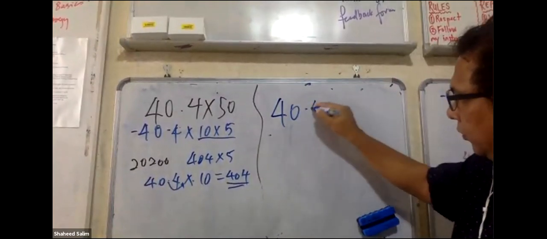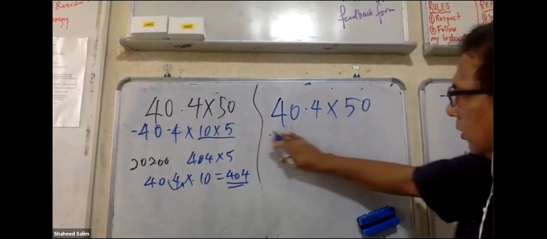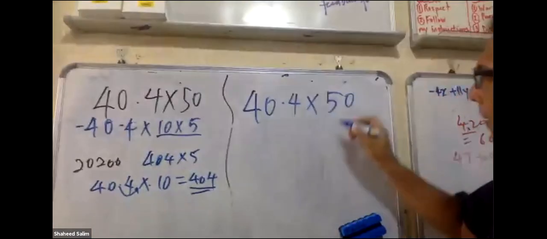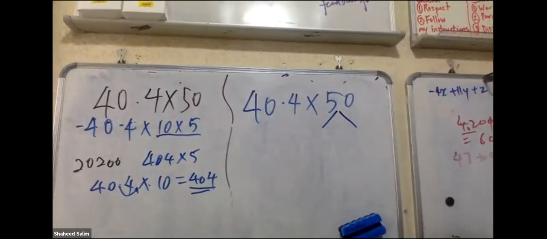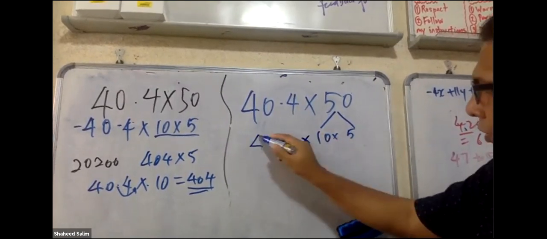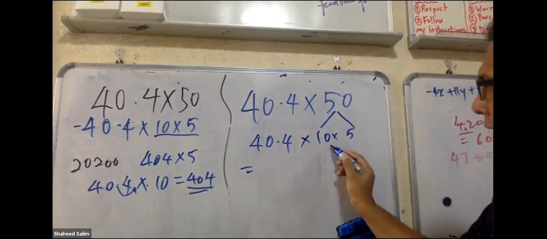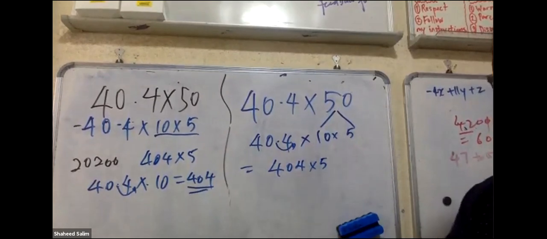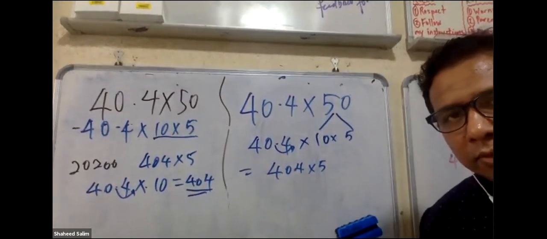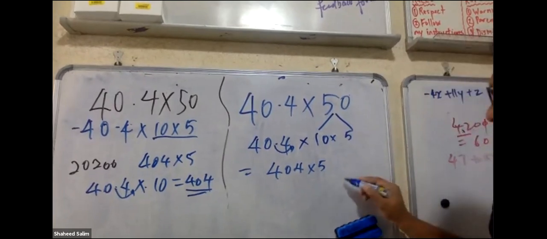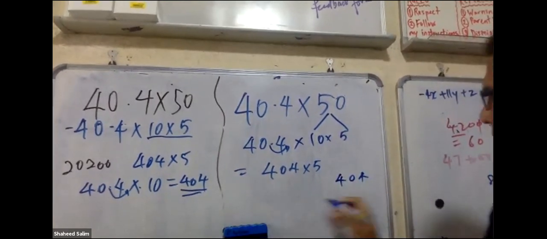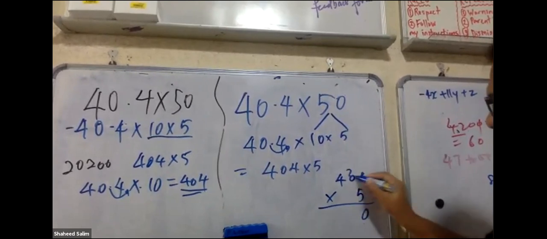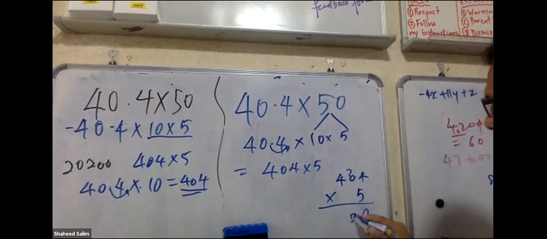40.4 times 50. Some students find it difficult, so I say, break this up. What is 50? 10 times 5. So I do 40.4 times 10 first. Shift one decimal place, I get 404 times 5. Then I do long division. 404 times 5. Can you get it now? 4 times 5, 20. 20, 20, bring down the 2. Okay. 4 times 5, 20. Okay, 20, 20.